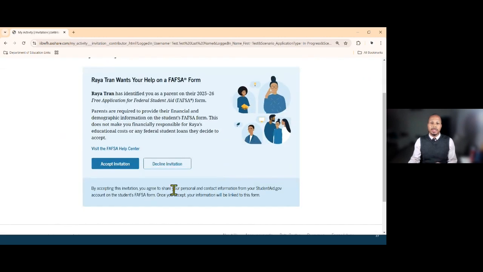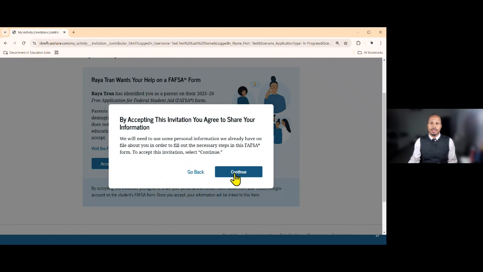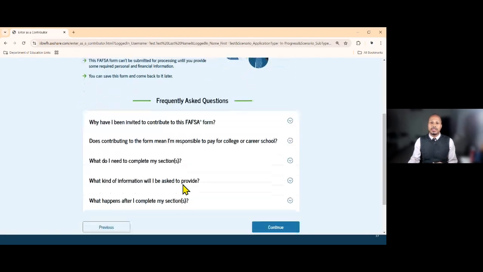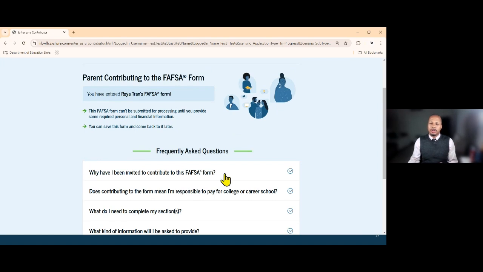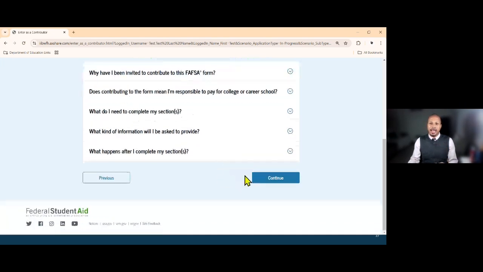So we're going to go ahead and log in, and now we're going to accept the invitation. After we accept the invitation, you're going to get presented with some information to help us understand what this FAFSA form is, why I've been invited, and things like that. Again, if you do not receive the email, but you know the student has sent you an invitation, you can go ahead and log into your studentaid.gov account and start it from there.